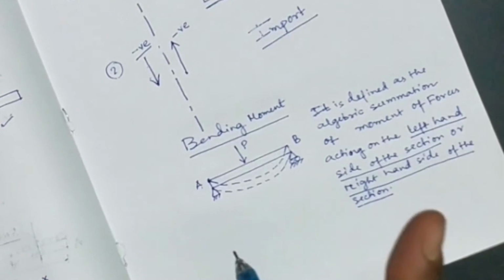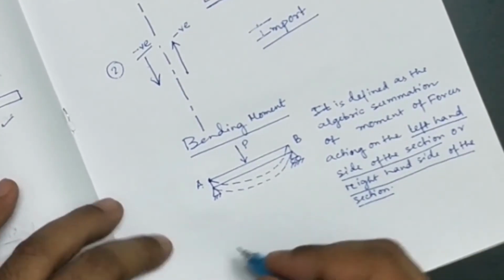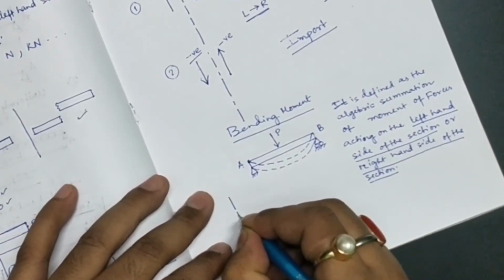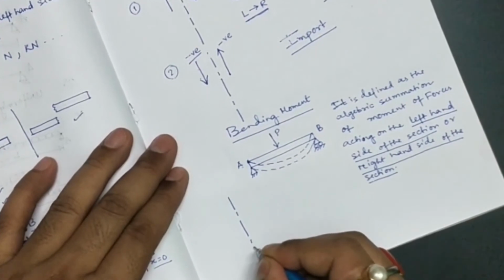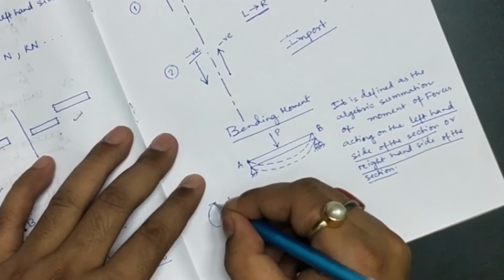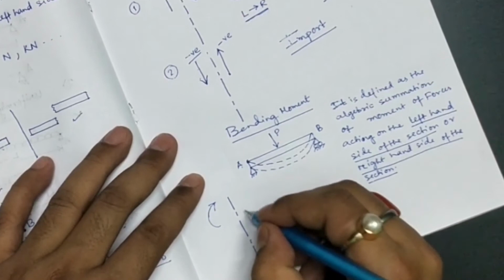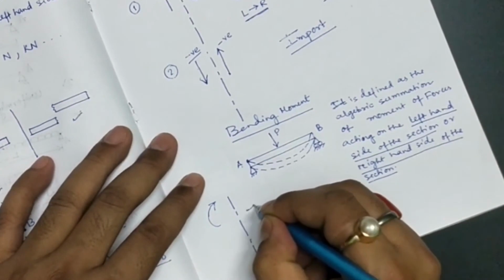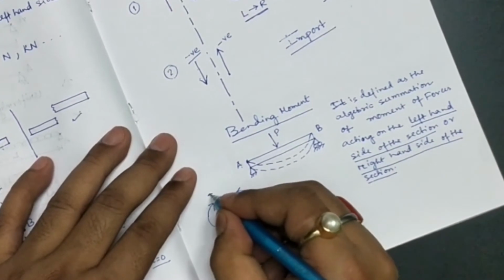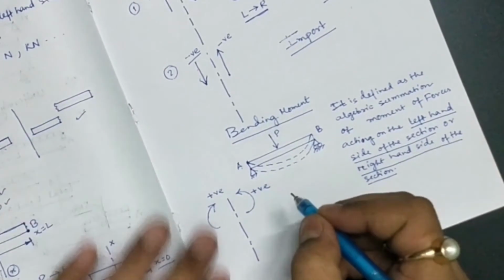Now let us discuss the sign conventions. When you are discussing the sign conventions, you have to keep in mind that if we have a section like this, and suppose we have a clockwise moment on the left hand side of the section and on the right hand side of the section an anti-clockwise moment, then these have to be taken as positive moments. I mean both of these are to be taken positive.